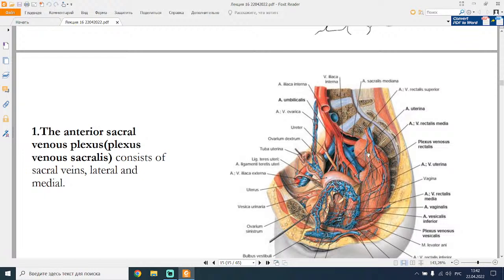What is this? You see the anterior sacral vein, lateral and medial.